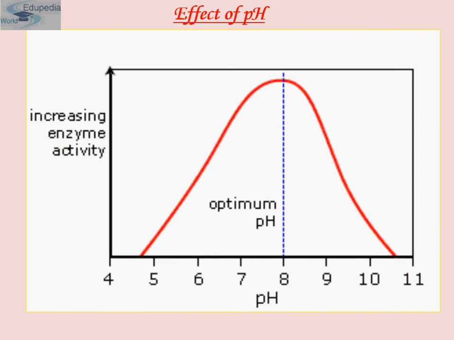Effect of pH. So what happens with pH? Each enzyme shows its highest activity at a particular pH, that is known as optimum pH. Activity declines both below and above the optimum value. If we plot a graph between increasing enzyme activity and pH, then we will get an optimum pH, below and above which activity declines.